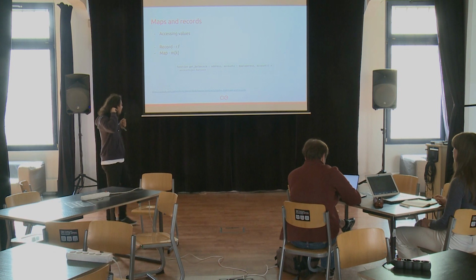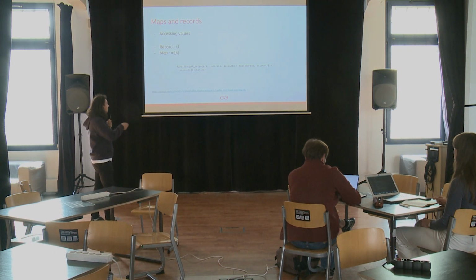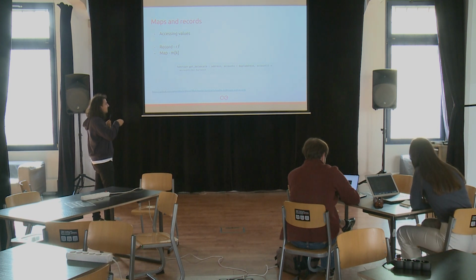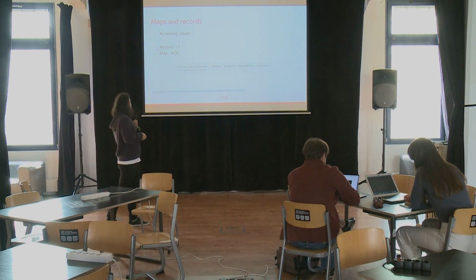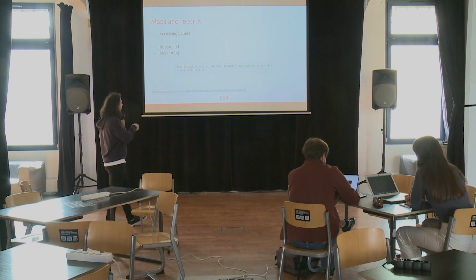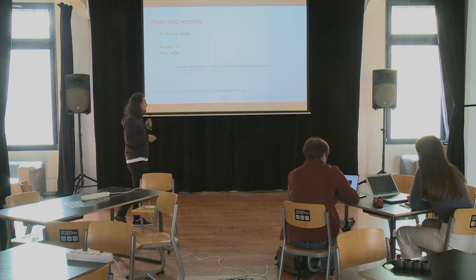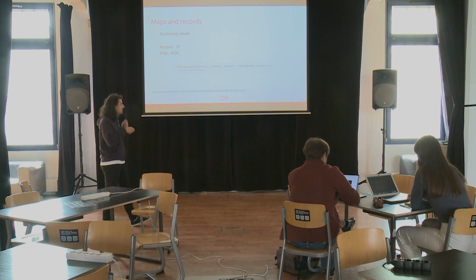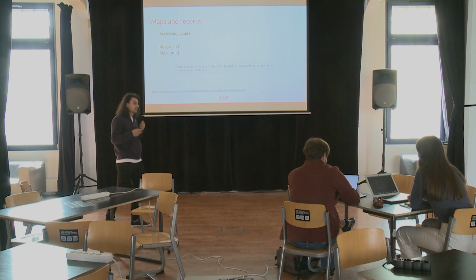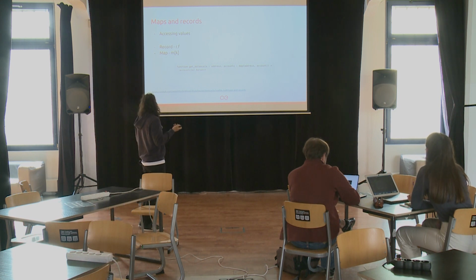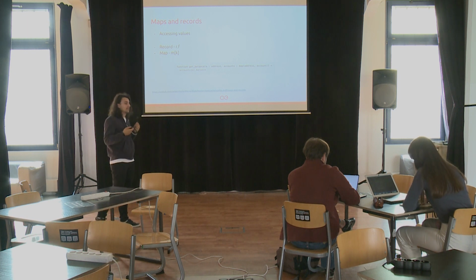We can access the values of a record and a mapping like this. For the record, it is the record name dot the specific field. And for the mapping, we access the specific key with square brackets. And this is how we can get, for example, a balance for a certain account in this mapping. The cool thing about Sophia is it allows us to pass a mapping as a parameter for some function. So it can be very flexible while dealing with this.